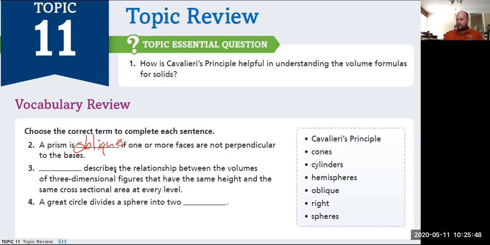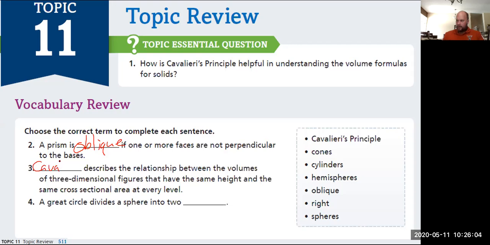Now, number 3, describe the relationship between the volumes of three-dimensional figures that have the same height and the same cross-sectional area at every level. Well, that would be Cavalieri's principle. So, top answer there.